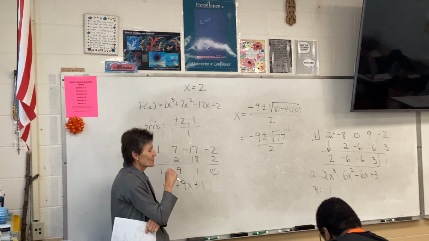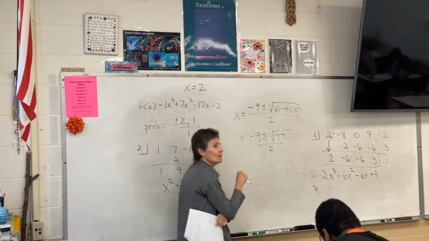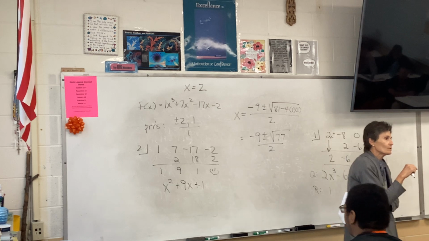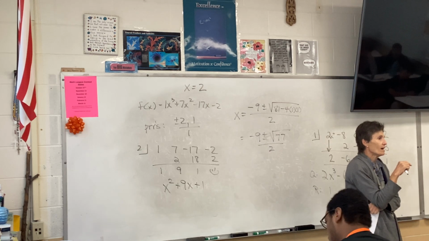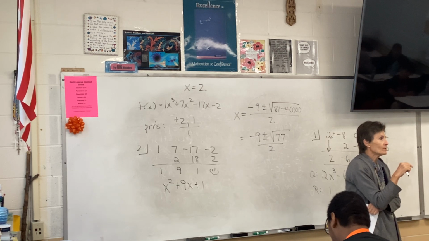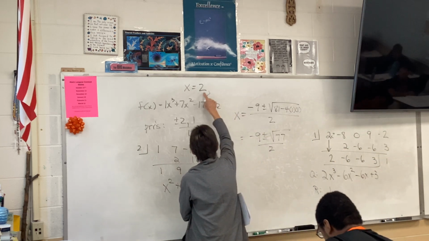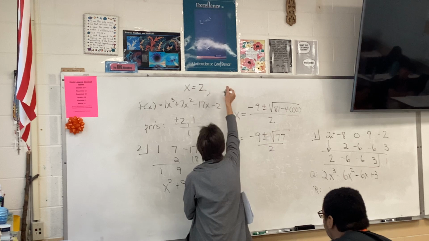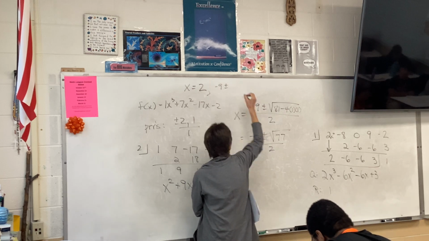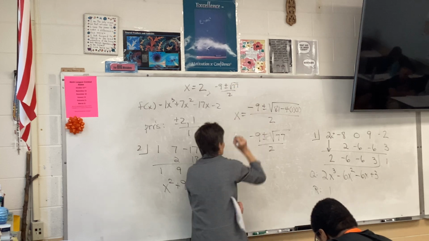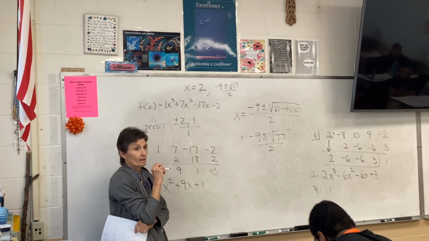Negative 9 plus or minus the square root of 77 over 2. And what about root 77? It does not break down. So guess what? We're done. So one of our answers is 2, and the other ones are them. Okay?